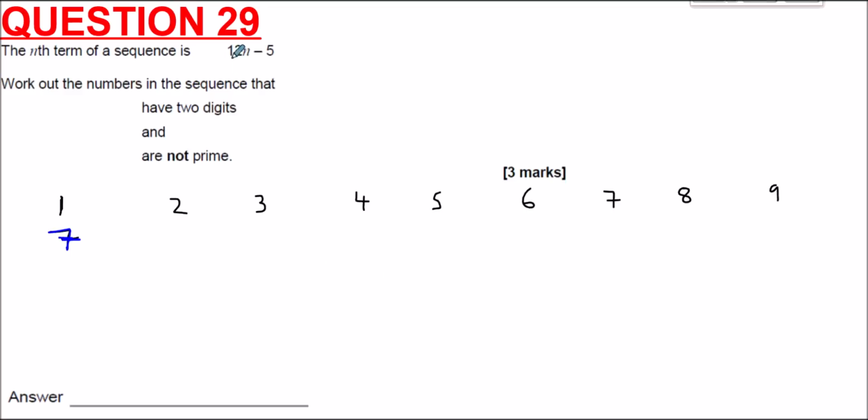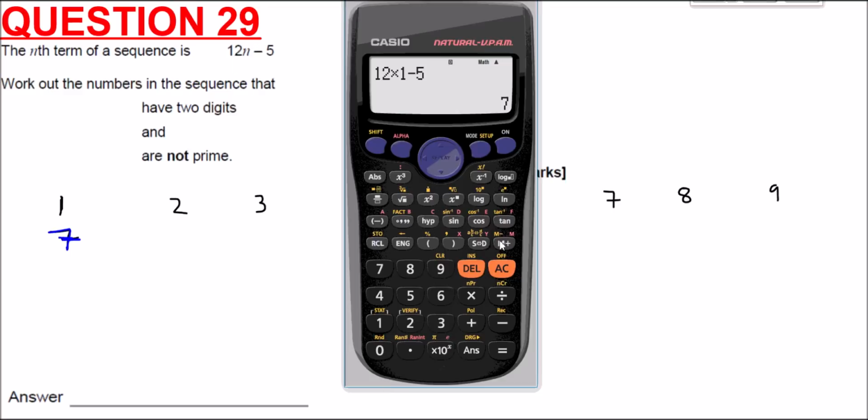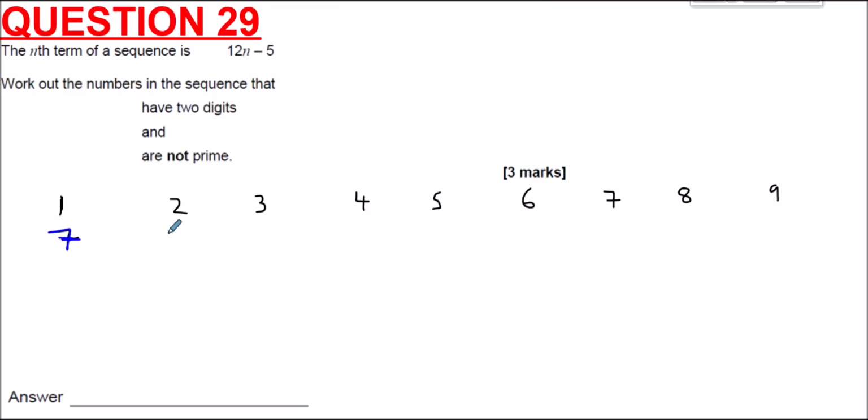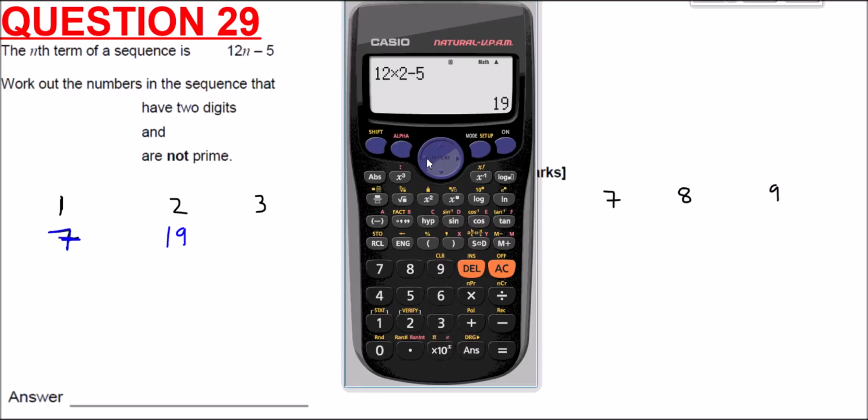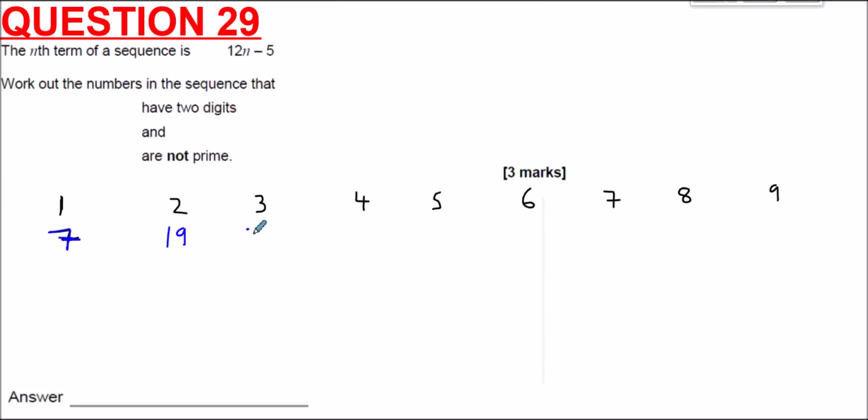The second term will be 12 times 2 minus 5, because n is 2 when it's the second term, get 19. The third term is 12 times 3 minus 5, which is 31. So we can keep on working out the values by substituting in different values for n for what we want the terms to be.